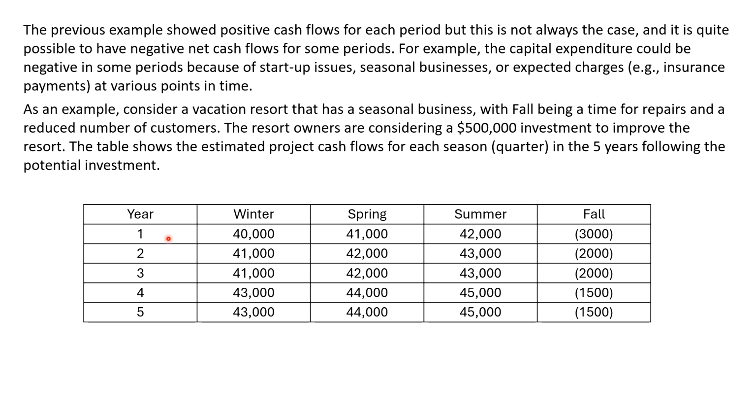So you see here we have years 1 to 5, and they're making money in the winter, in the spring, and the summer, but in the fall, because of the off season, they're doing repairs, so they're spending some money there. Maybe they have fewer customers, and so you have a negative net outflow here. And on the next slide, we'll analyze this to see if there's any justification for investing this additional $500,000 up front. So that would be at the very beginning of this process.